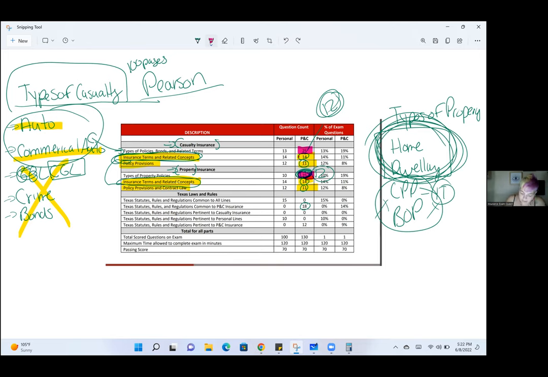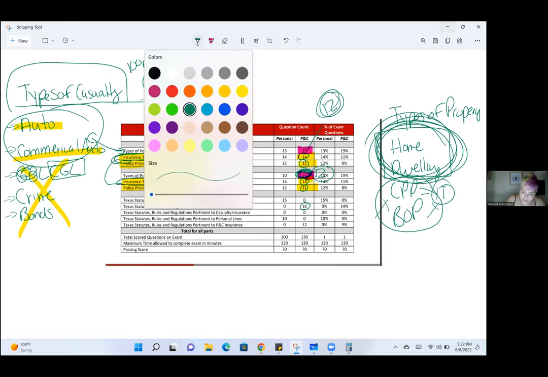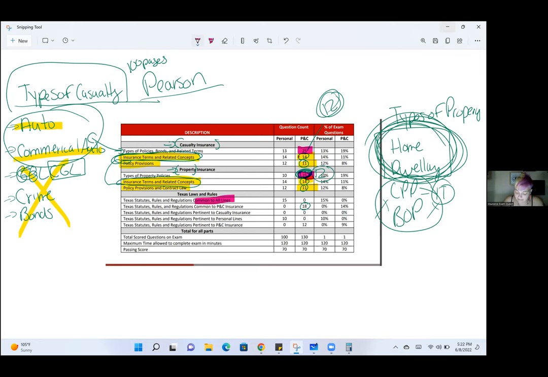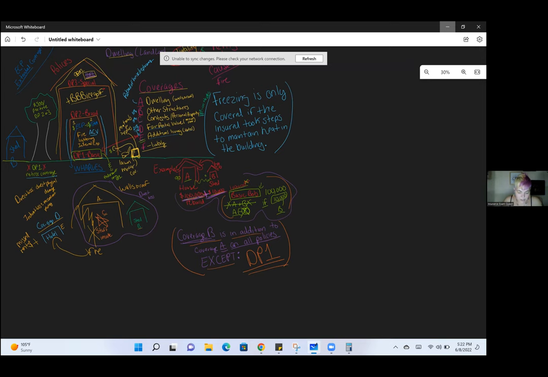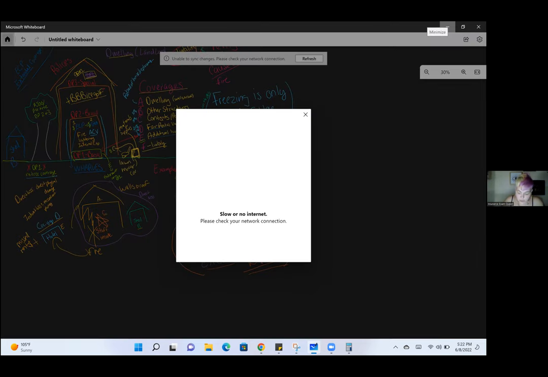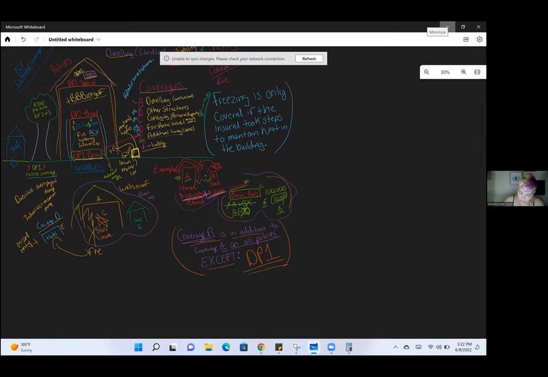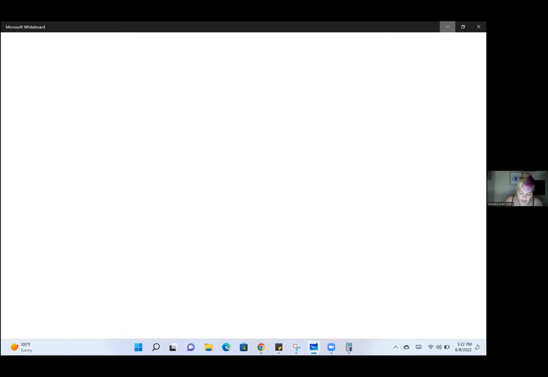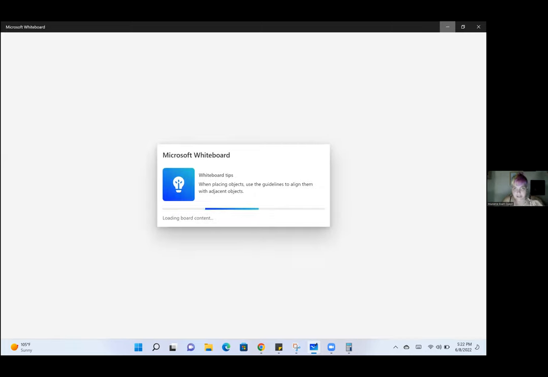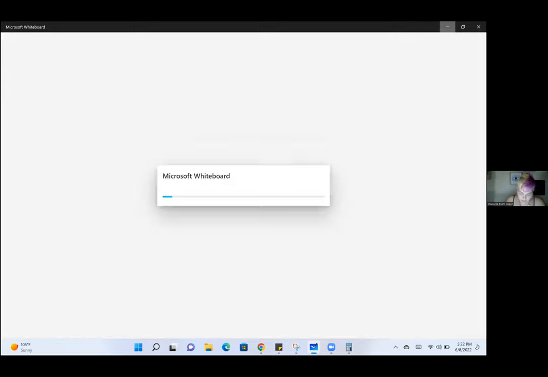Now for state law, and this is going to be common to all lines, for insurance regulation. And actually, everything I'm about to say right now works for everybody, whether you are Pearson or Prometric. What do you need to actually know from the insurance or common lines chapter? Let me go over that with everybody so that you know what you need to focus in and study on.